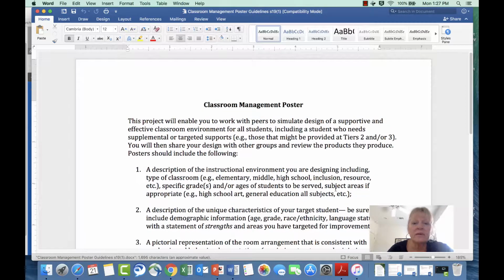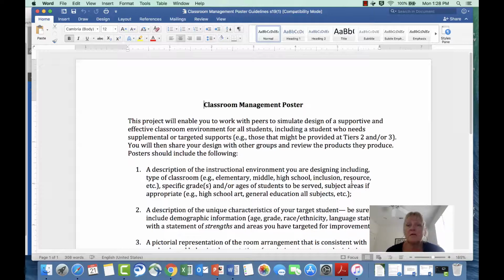Okay, so the idea of this project is to have you work with your peers and to design an effective and supportive environment for all students. So that means that we put in place universal supports that we've talked about so that all students in our class know what the expectations are, and a system of reinforcement and consequences for students who engage in appropriate behaviors and for those who engage in inappropriate behaviors, so that kids know what to expect.